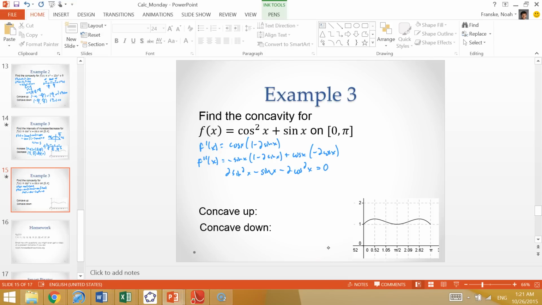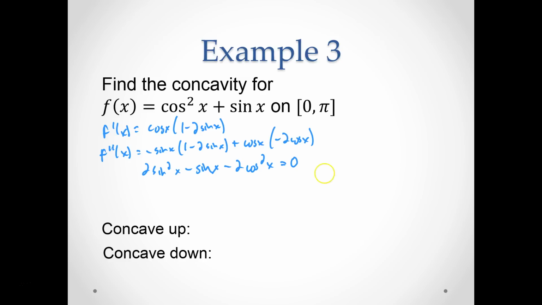So this happens at x equals 1.003 and x equals 2.139. So if we make our number line, we have 1.003 and then we have 2.139. Good thing we have 3 decimal places because that's what you need for the AP test.